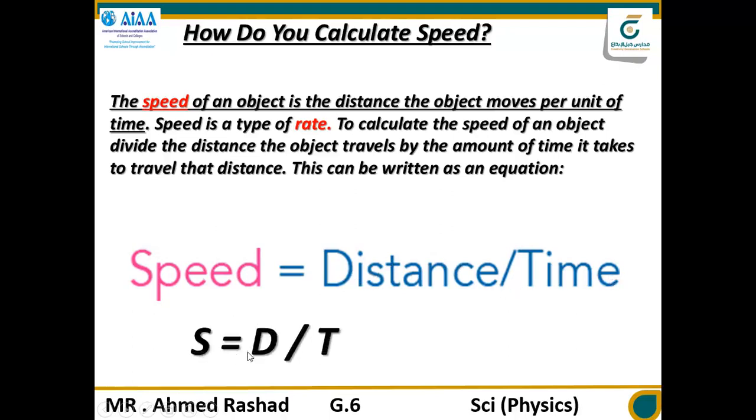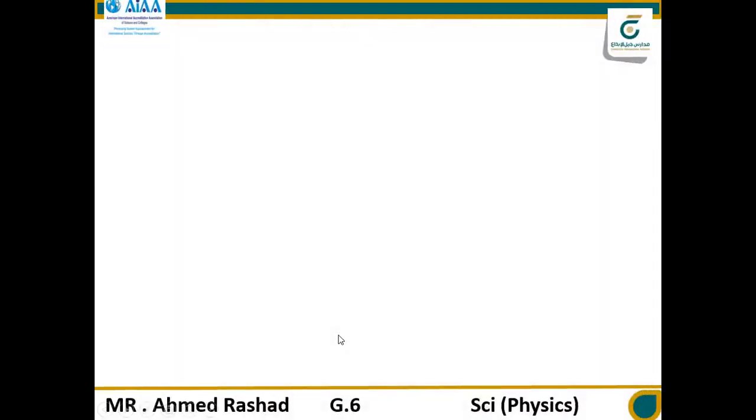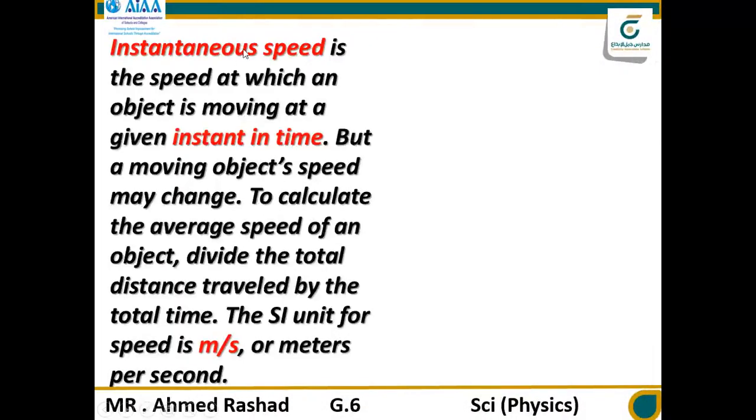In symbols, S equals D per T, and speed is measured in SI units, the International System of Units, in meters per second. Again, the equation for speed is speed equals distance per time. In symbols, S equals D per T, and the unit for measuring speed is meters per second. Excellent.